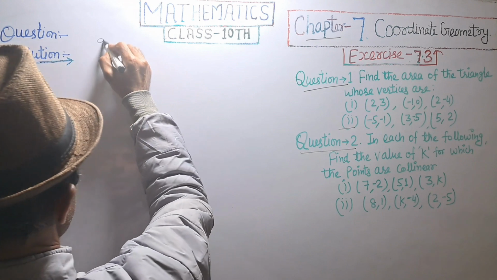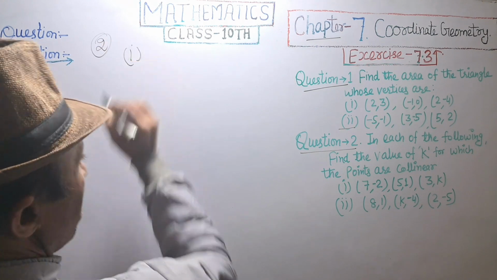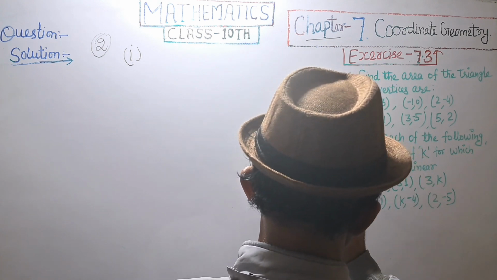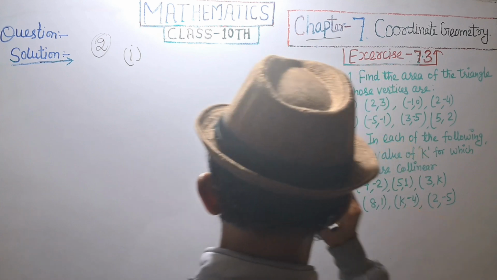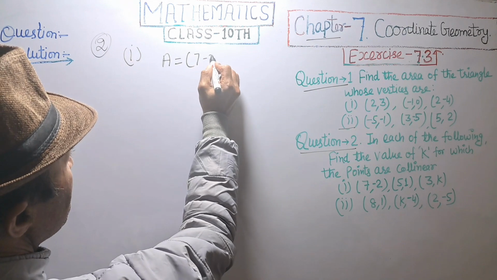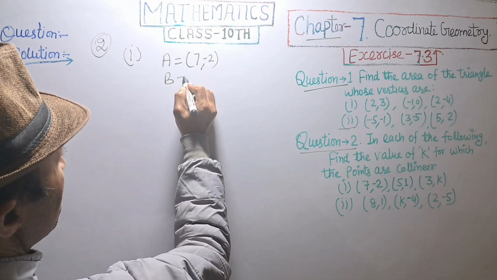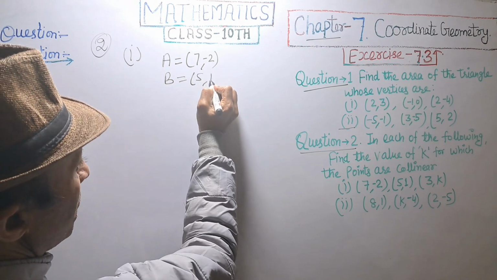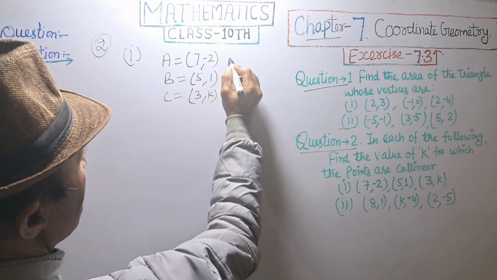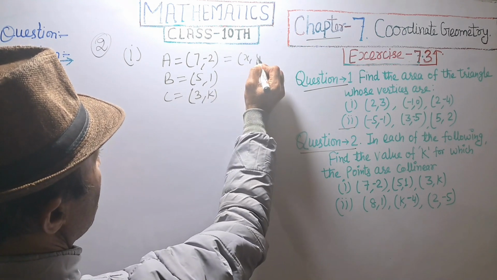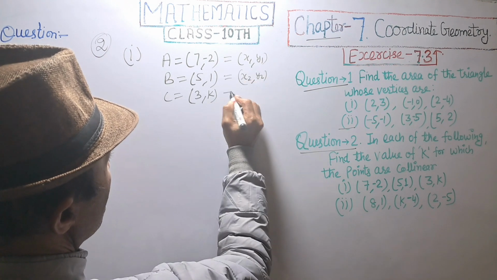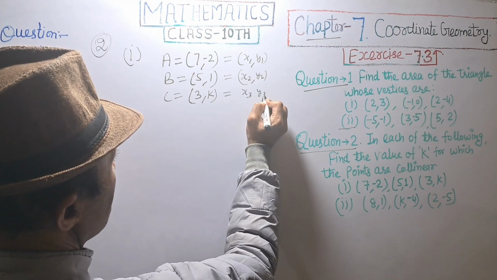Question number second. First part. In each of the following, find the value of K for which the points are collinear. A is equal to (7, -2). B is equal to (5, 1). C is equal to (3, K). That is x1, y1, x2, y2, x3, y3.